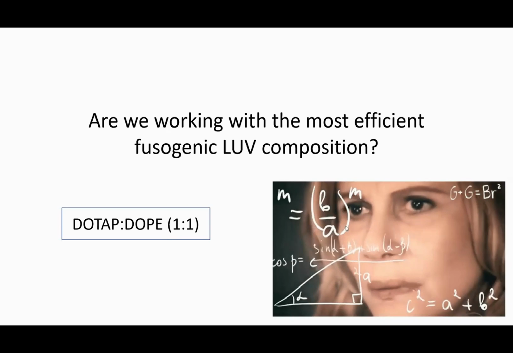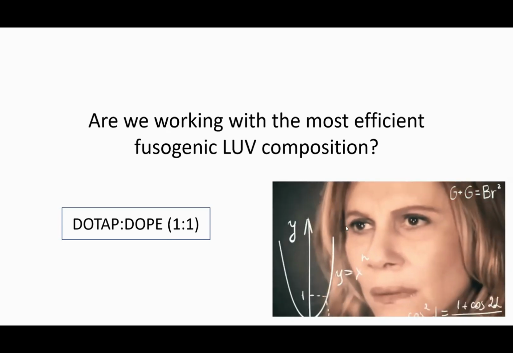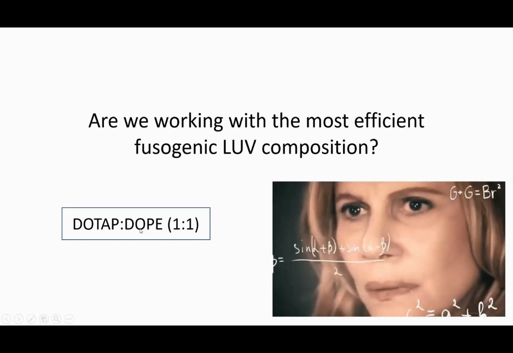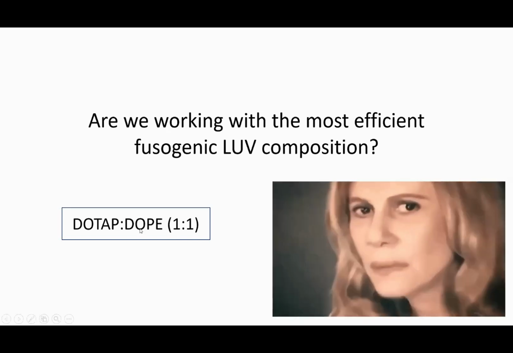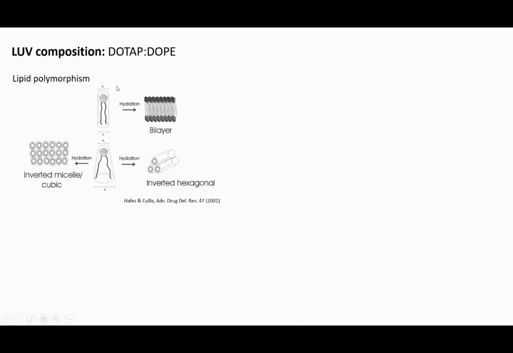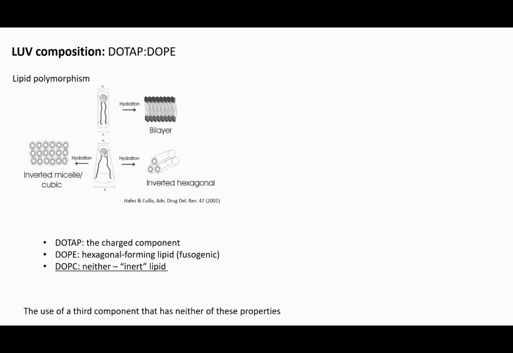Sorry, 5 minutes. Great. So all we've done so far was with the LUV composition that has 50% DOTAP, 50% DOPE. So the question we asked ourselves is, are we working with the most efficient composition? Our composition is made of DOTAP, which is a cylindrical shaped lipid, as well as DOPE, which is a cone-shaped lipid. And then we added a third component, which has neither of these properties. So it's neither charged, such as DOTAP, nor an inverted cone-shaped lipid.